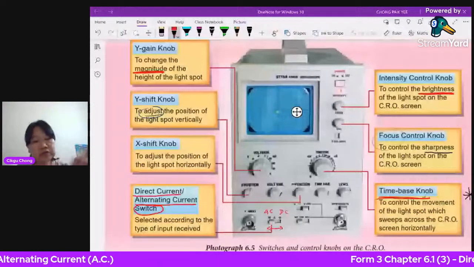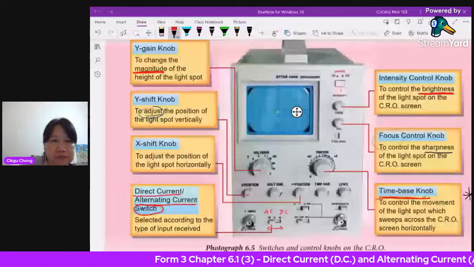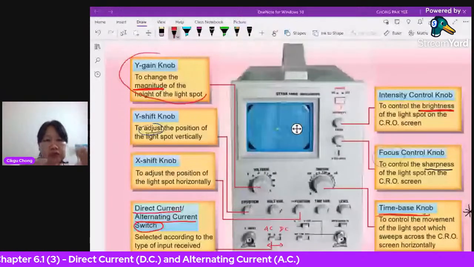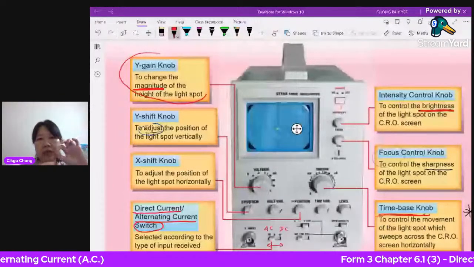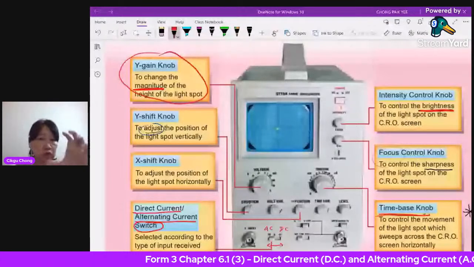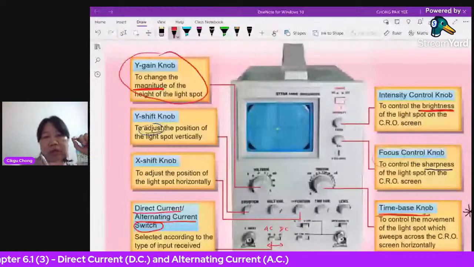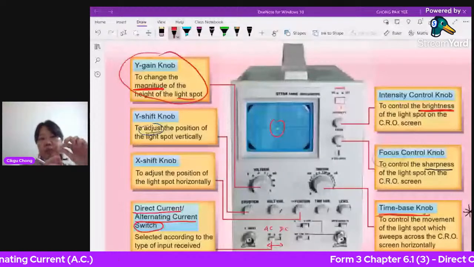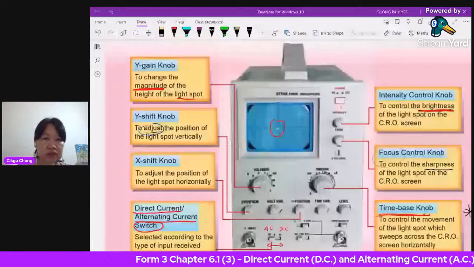Now, the other knobs, no need to remember. You just remember this Y gain knob. The Y gain knob is to increase the magnitude. When the electron hits the screen, it's going to glow, so you can see the spot there, the glowing. So when you increase the Y gain knob, you pull the spot longer, so it becomes one line. So you change the magnitude. Magnitude is how big it is, how strong the current is, right?